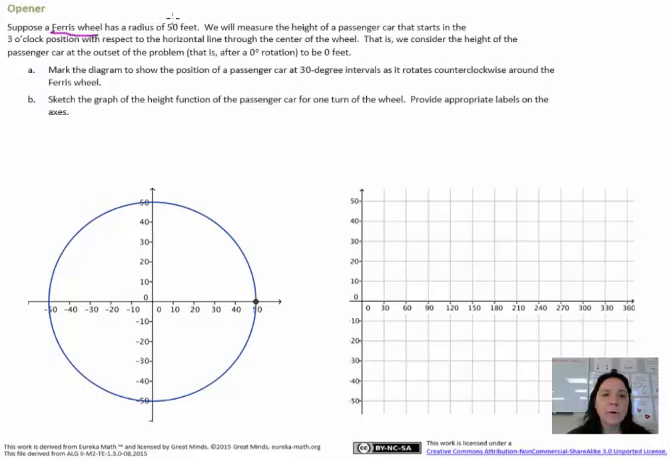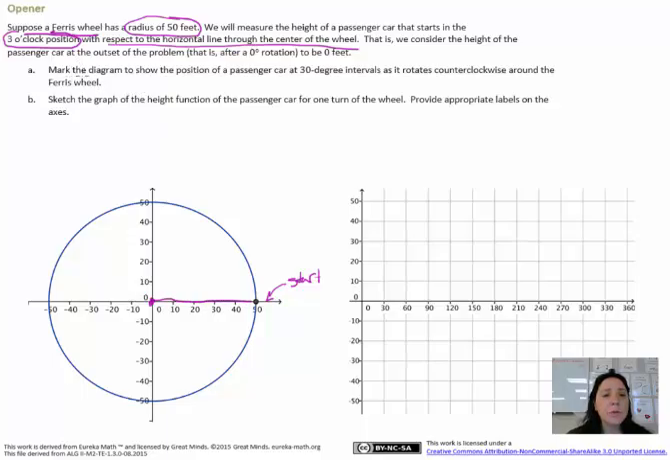50 feet. Instead of measuring the height from the bottom of the page as we did in our model, which represented the ground, we decided to measure our height with respect to the horizontal line through the center of the wheel. So we were measuring height with respect to this line here, treating the center of the wheel as a kind of origin for measurements on our Ferris wheel. Once again, we started in the 3 o'clock position, so this right here is our start point, and our height is measured relative to this line here.